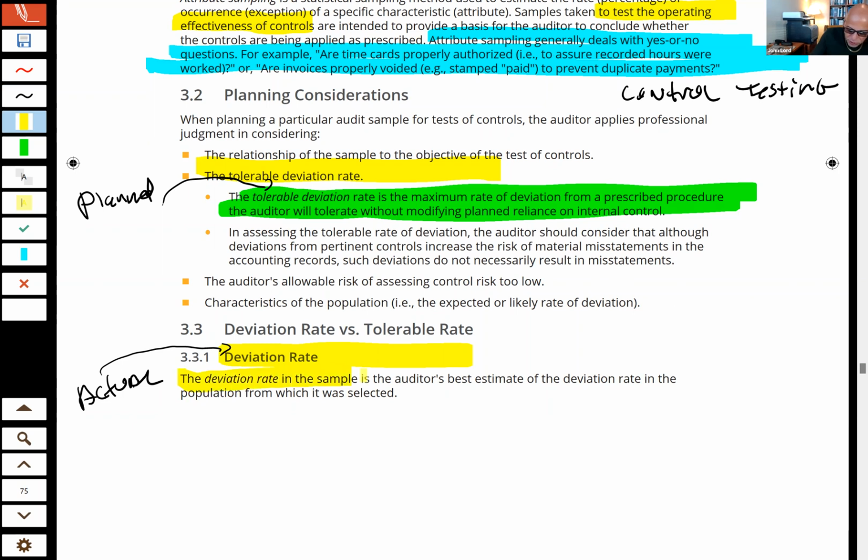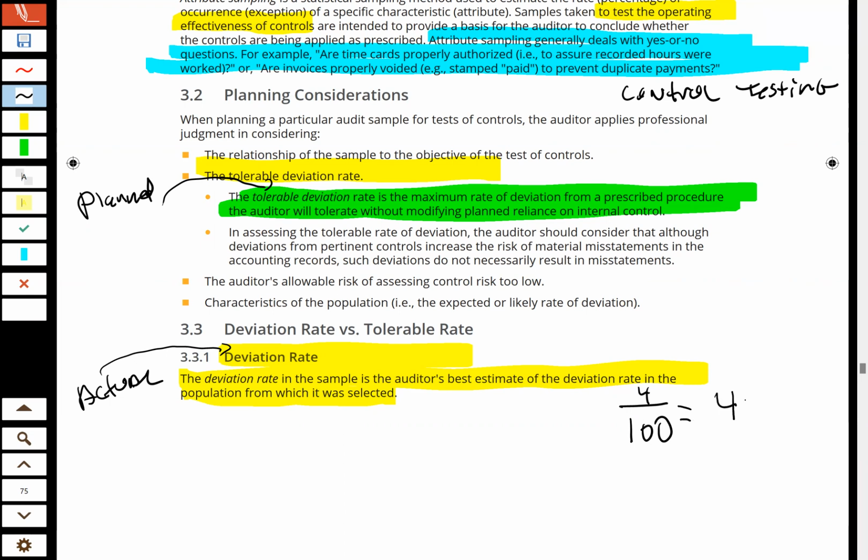Okay, and the deviation rate in the sample is the auditor's best estimate of the deviation rate in the population. Now you say best estimate, what we mean there is best estimate based on the sample, right? What do we think it is in the population based on the sample? So now I pull those 100 time cards and I find 4 that are not signed. What's my deviation rate? 4%.